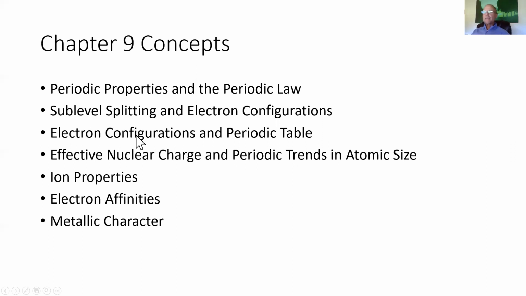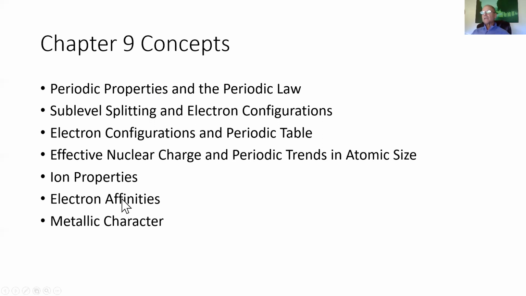Be able to write electron configurations from the periodic table, know what effective nuclear charge is, and be able to predict periodic trends in atomic size, which we talked about today. Know about the different ion properties, and be able to predict whether ions or neutral atoms are going to be paramagnetic or diamagnetic.